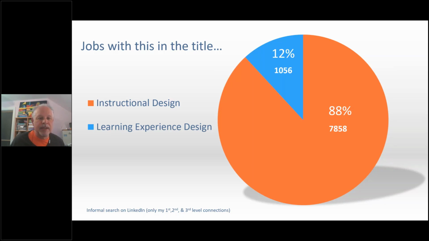involved instructional design, and only 12% involved learning experience design. So the percentage of learning experience design people is about consistent with what we have here. As you can see, only a small group of people really think of themselves that way or call themselves that. We want to see what the difference is and what's going on.